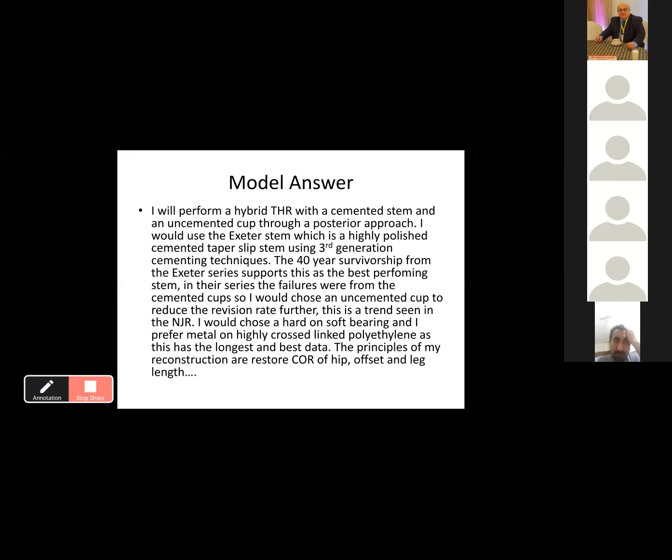So for me, a model answer, you want to be thinking about the age of the patient. If they say the patient is over 75, I would do a hybrid hip replacement. If they say they're younger than that, I would do an uncemented hip replacement. I would do a hard on soft, so ceramic on poly bearing in either of those. And these are all non-controversial. So this is a model answer that you may want to give. But again, you need to phrase it in your words and be able to back things up.